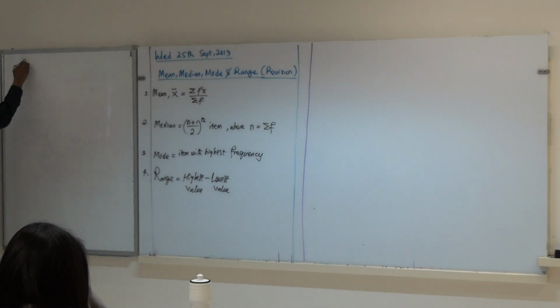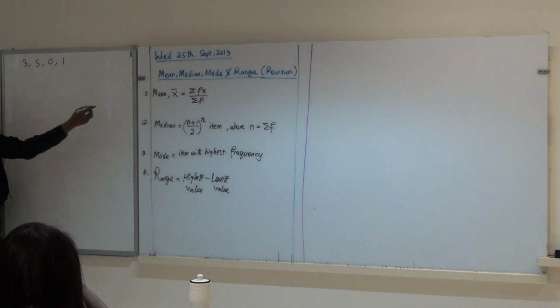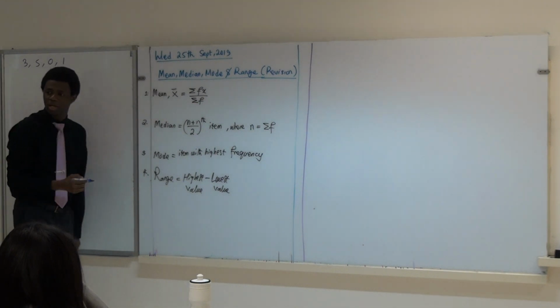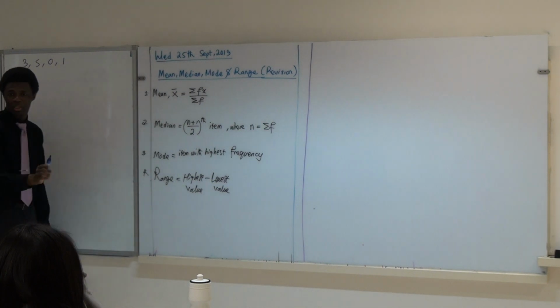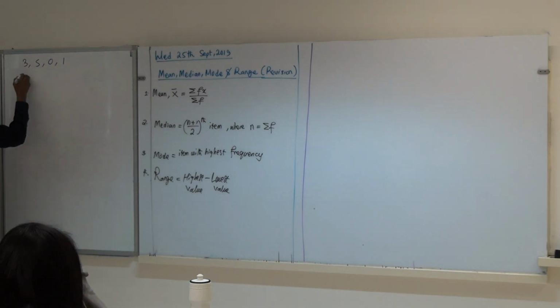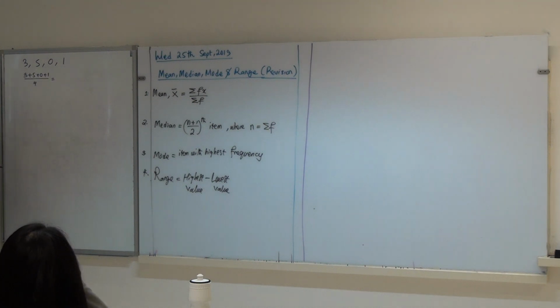If I've given you 3, 5, 0, 1, and I ask you to find the mean, you would have done, by the way, this is the notation for mean, x bar, but you don't have to remember that now. Mean is equal to this. You would have done 3 plus 5 plus 0 plus 1, and you divide by what? 4. And that's what you should have done, right?